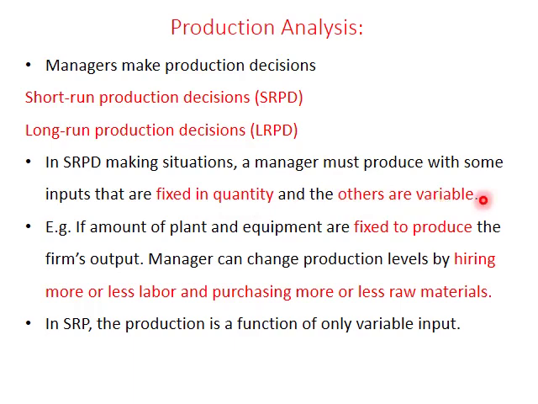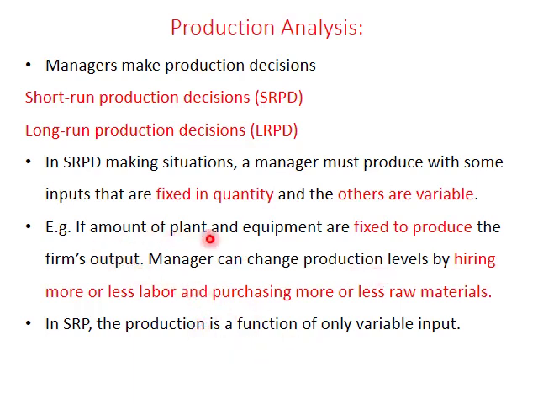If there is at least one fixed input and the remaining inputs are variable, that is called short-run production decision. If all the inputs are variable, if an organization can get enough time to vary, to change all the inputs, that can be termed as long-run production decision.